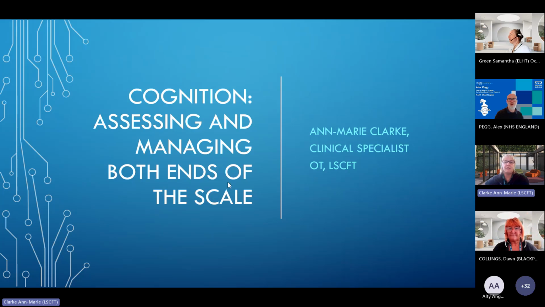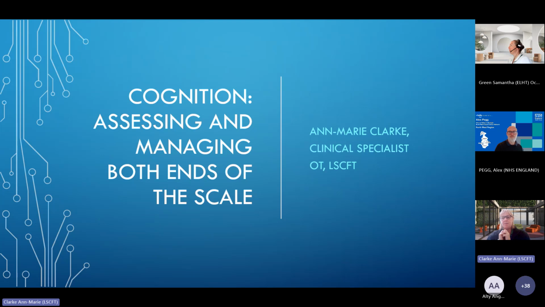So we're going to be giving a presentation on cognition, looking mainly at either end of the scale. Those low-level patients who sometimes we have difficulty assessing because of other things like language and communication difficulties, but also the other end of the scale where we've got very high functioning patients who are still coming back with difficulties where it's not quite as obvious as to what those difficulties might be.